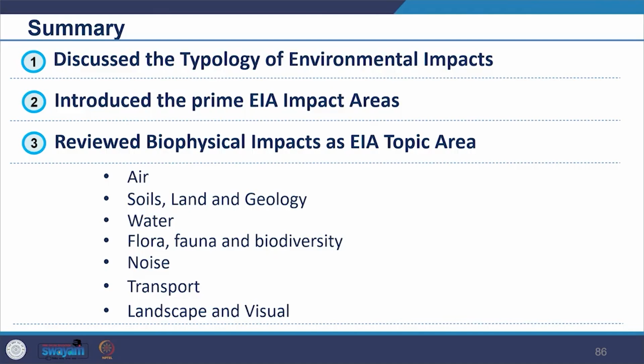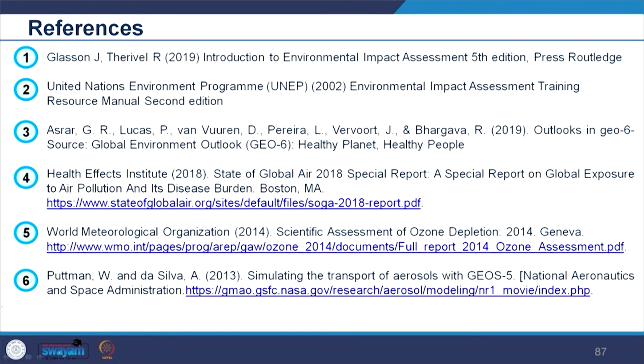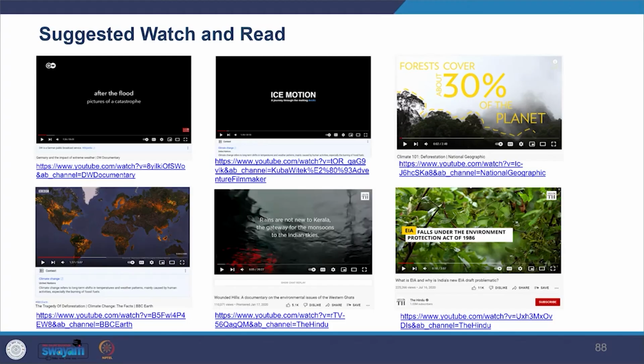Summarizing this session and this lecture, we looked into the typology of environmental impact. We also introduced the range of impact areas which are generally addressed through the EIA process. Then we focused on the biophysical environment topics, and in that we looked at air, soil, land and geology. We looked at the water component, flora and fauna and biodiversity, and then noise level and landscape and visual. These were the references for this particular session, and I've also mentioned the key text for our reference. These are the suggested watch and read for this session.